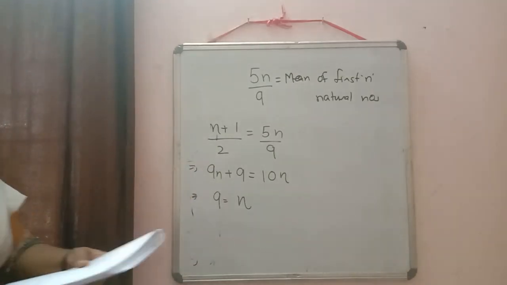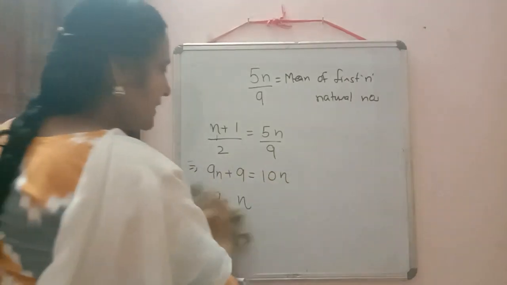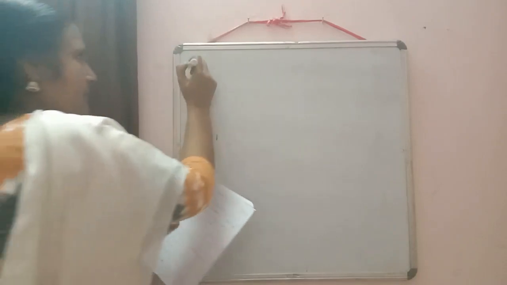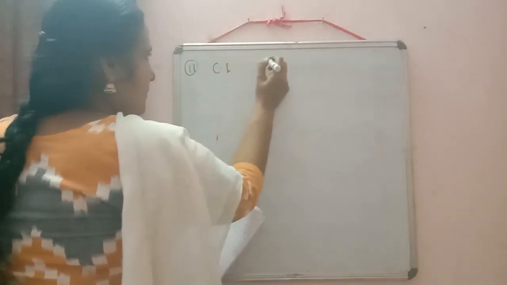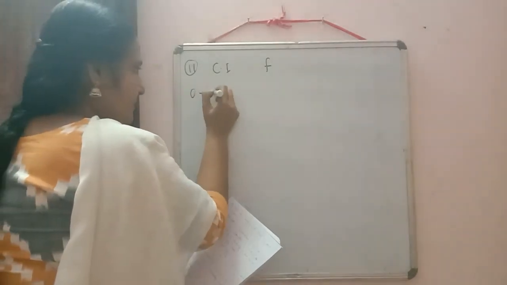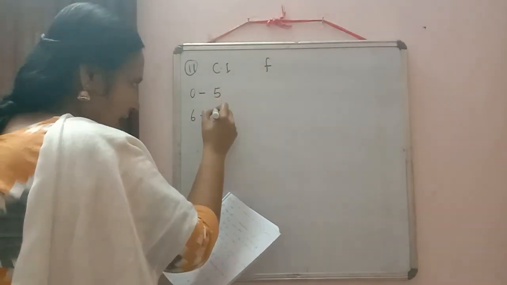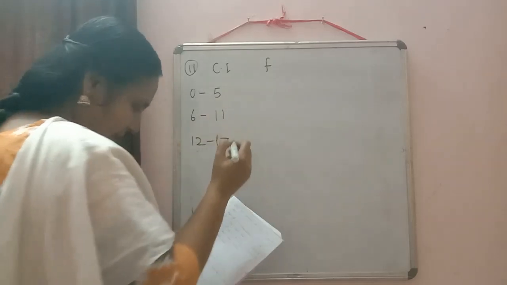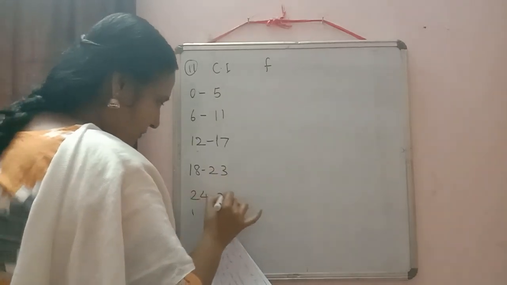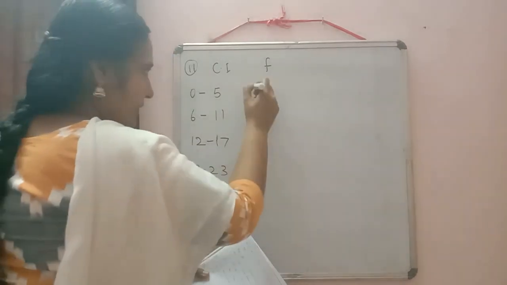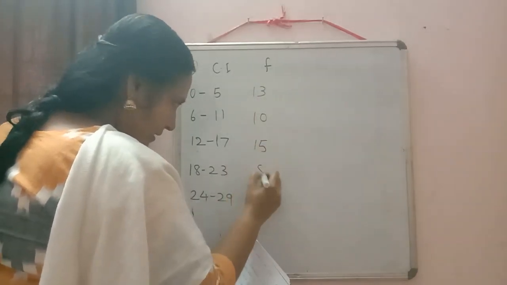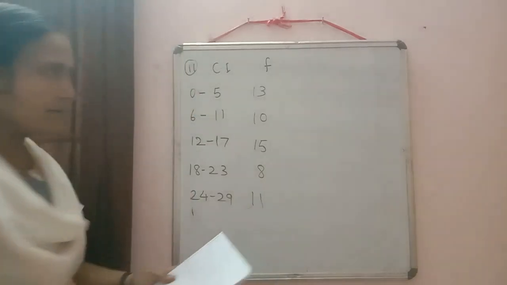Now next question is, find the upper limit of the median class. So all of you write down the class interval and frequency given. 0 to 5, 6 to 11, 12 to 17, 18 to 23, 24 to 29. And the frequencies given are 13, 10, 15, 8 and 11.